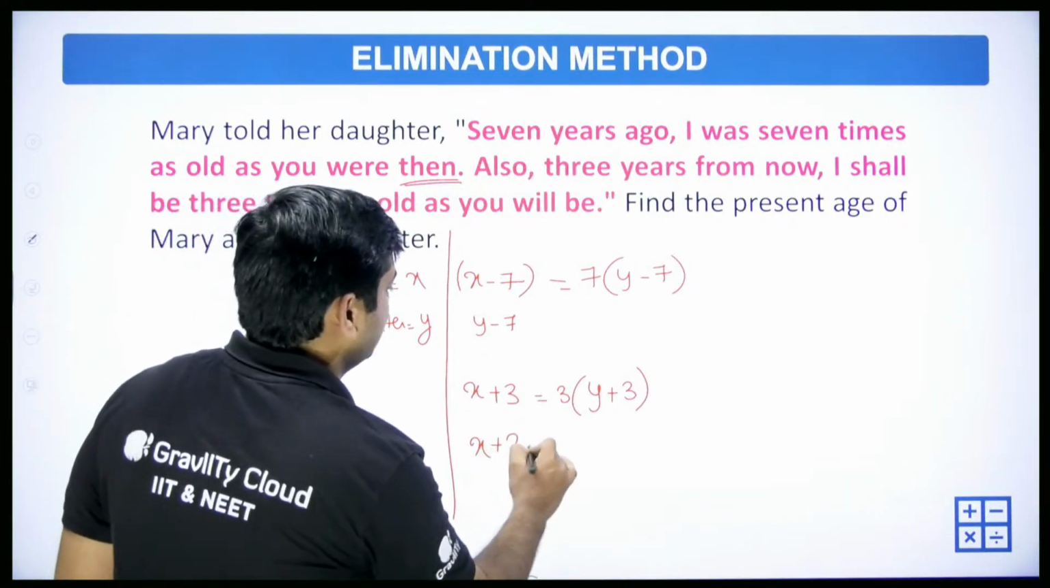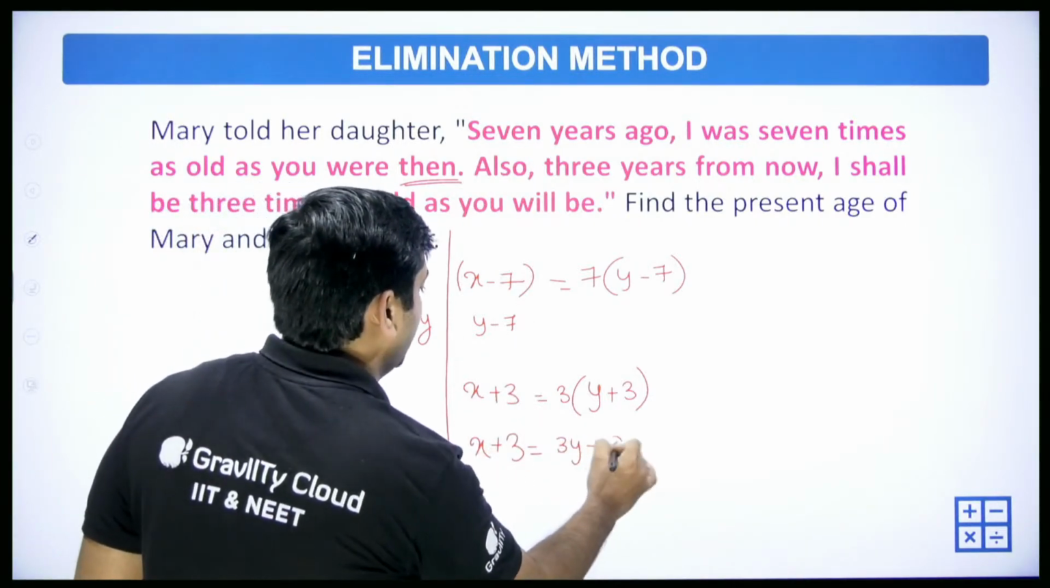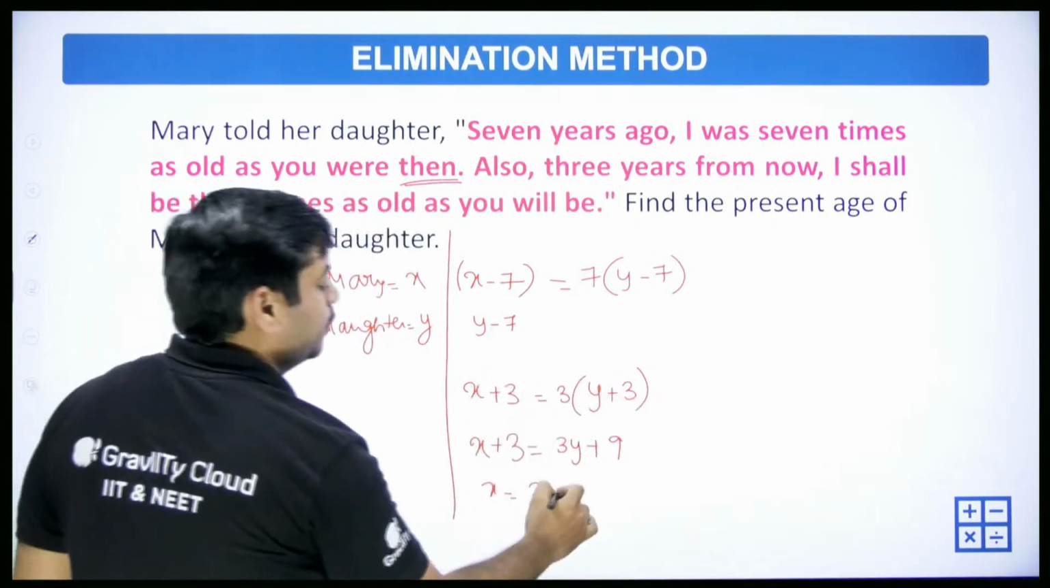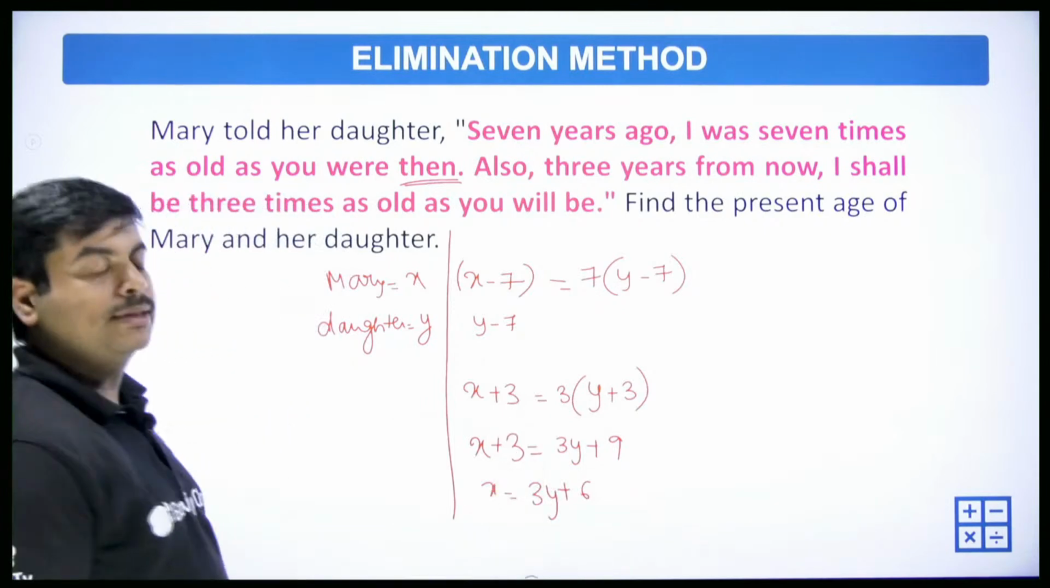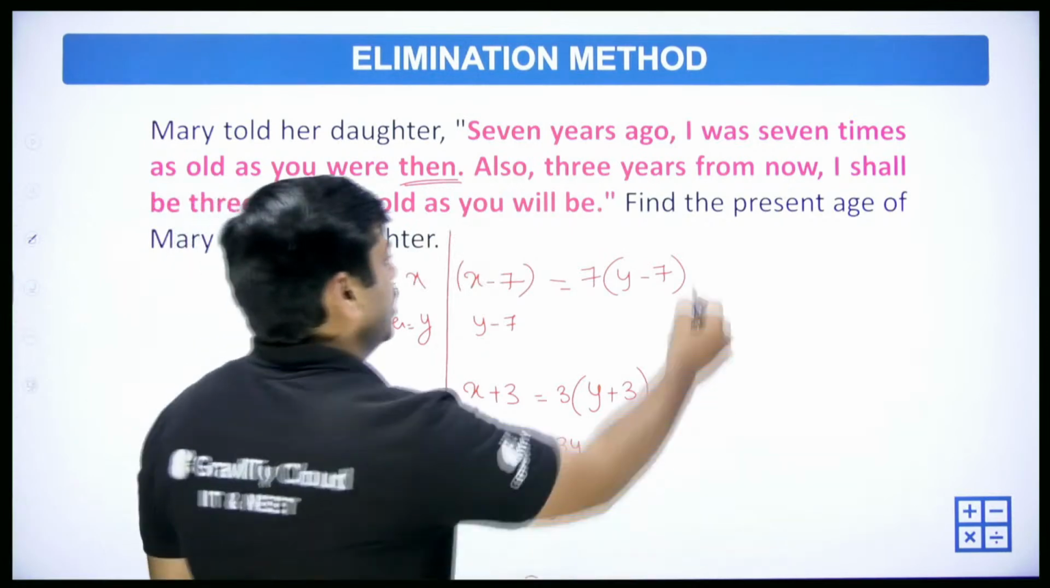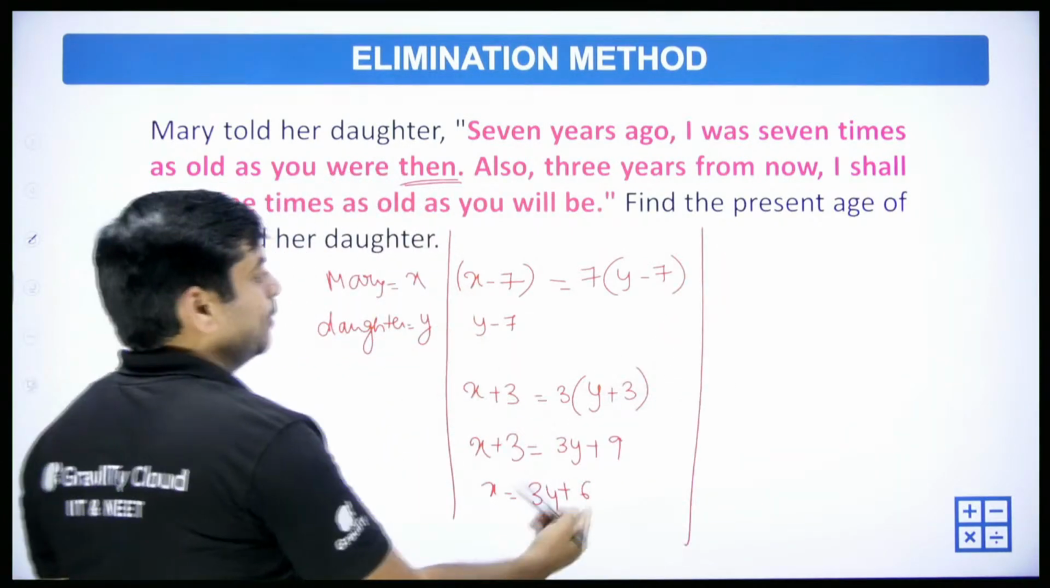I think it is easy. x plus 3 is equal to 3y plus 9, so x is equal to 3y plus 9 minus 3, which becomes 3y plus 6. So bring this x value and substitute it in the first equation. In place of x, substitute 3y plus 6.